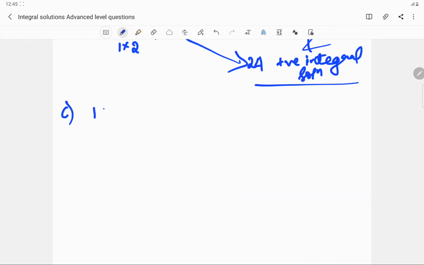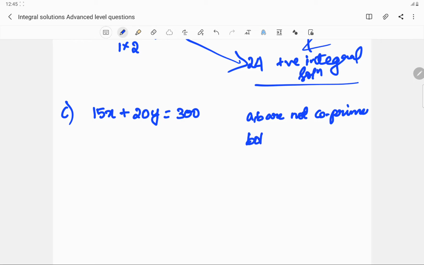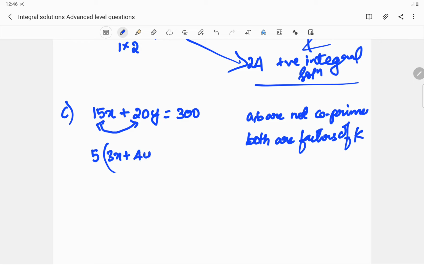Similarly, let us take another equation. 15x plus 20y is equal to 300. Again, a and b are not co-prime here, but both are factors of k. So what we can do is take out the common factor here, say 5. This would be 3x plus 4y is equal to 60, and we have solved this equation earlier.